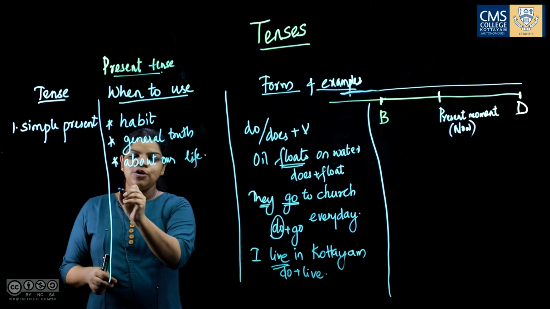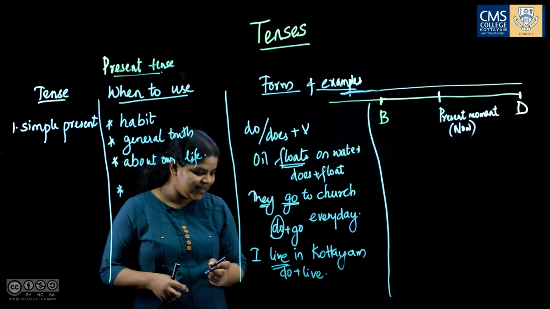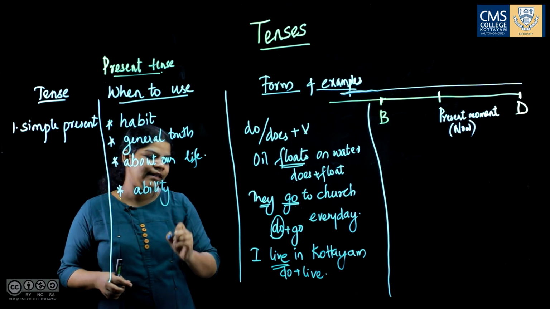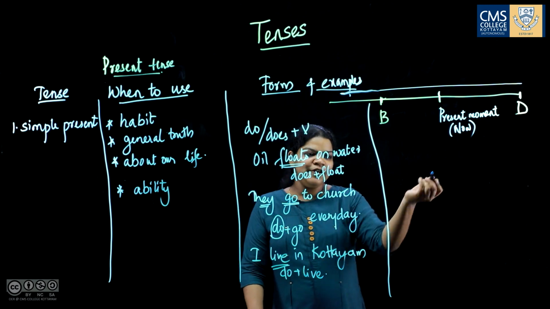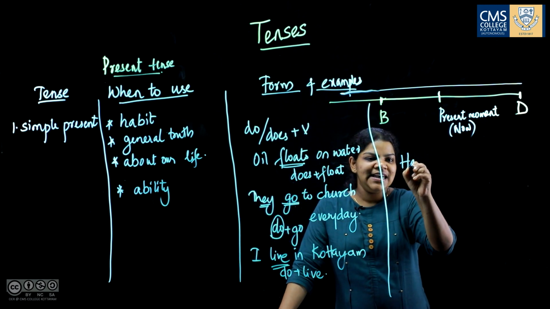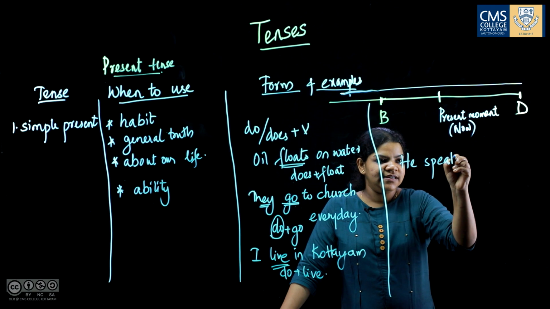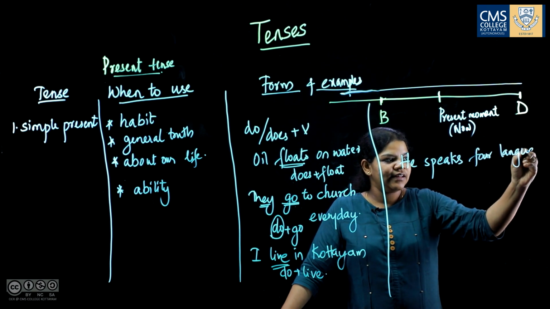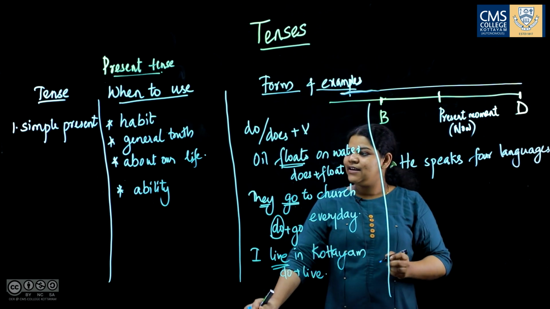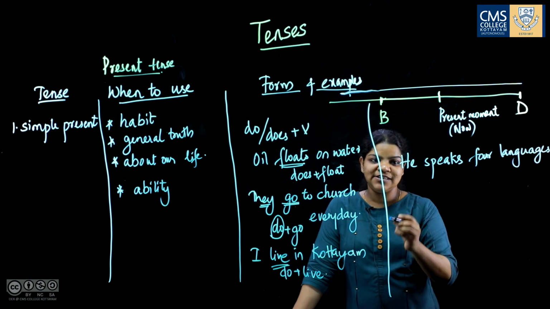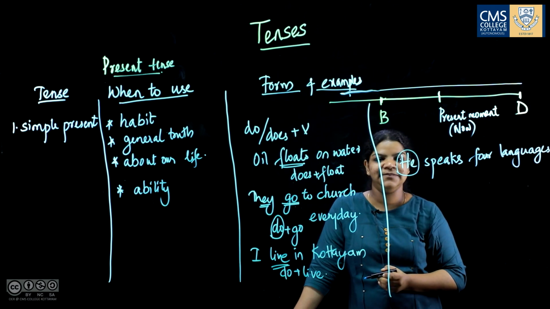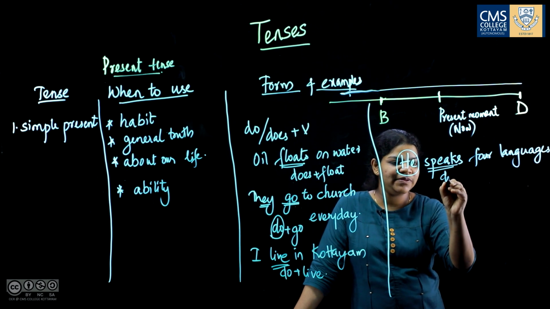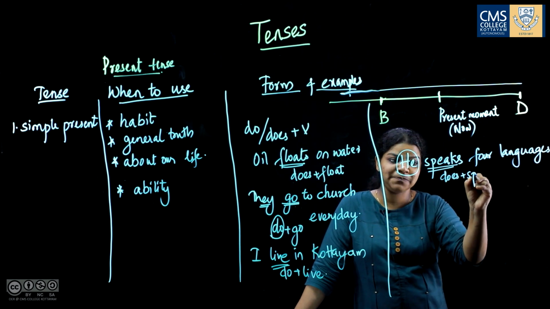Another instance when we use simple present tense is when we want to show our ability. For example, when you say, he speaks 4 languages. Now here, speaking 4 languages shows an ability of this person. So, speaks is used in simple present tense. It's a combination of does plus speak.